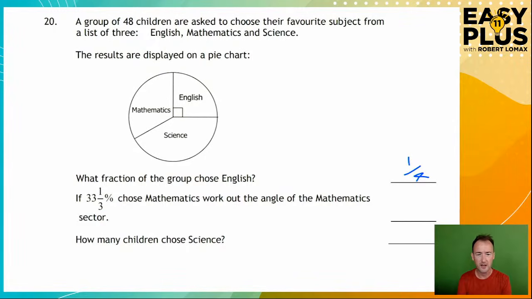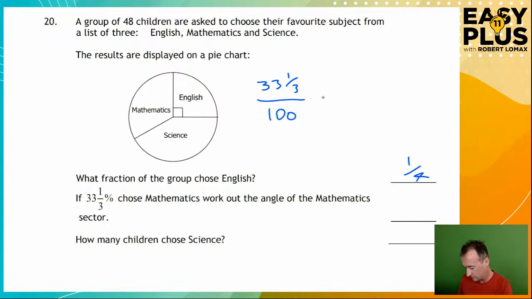If 33 1/3% chose mathematics, work out the angle of the mathematics sector. 33 1/3%? What's that all about? So 33 1/3% is 33 1/3 out of 100. Okay?